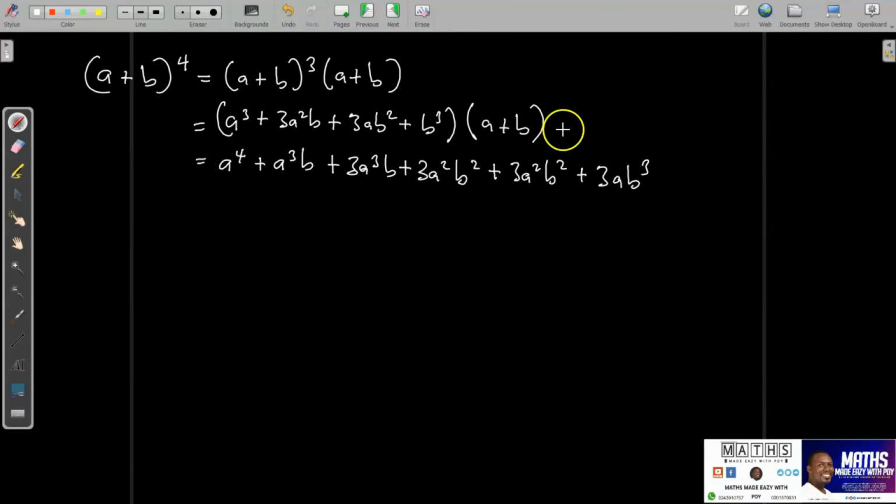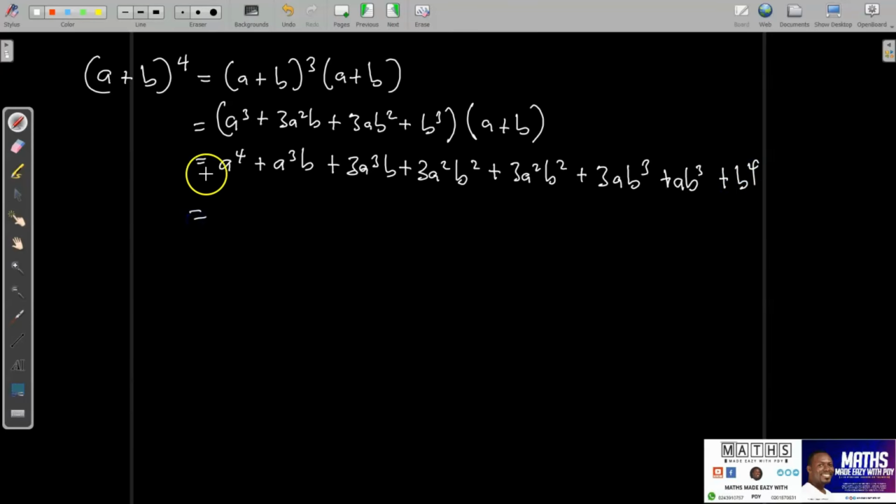I'm so grateful. And then we come to the last term in the first bracket, b cubed, multiplying a and also multiplying b. What are we having? The b cube will multiply a and multiply b. So what do you have? A b cube. It is a b cube. I remember telling you that you should write it in alphabetical order. Then b cube multiplies b, we have plus what? B to the power 4.